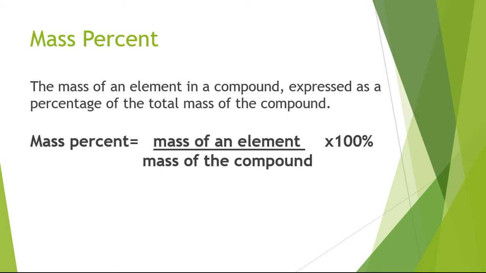The mass of 1 mole of water is 18.02 grams, consisting of approximately 2 grams of hydrogen and 16 grams of oxygen. The mass percent is the mass of an element in a compound expressed as a percentage of the total mass of that compound. To determine the mass percent of an element in a compound, you must divide the mass of each element by the mass of the compound and multiply by 100%.